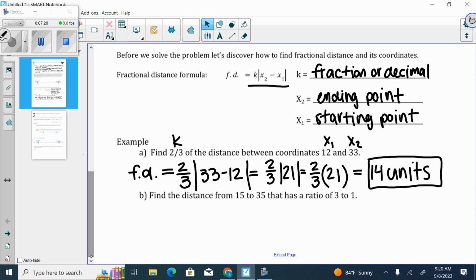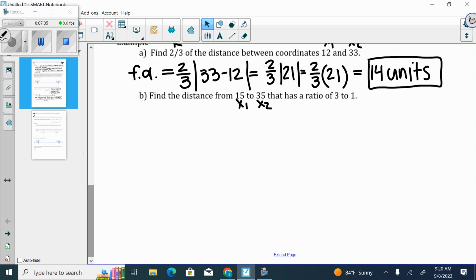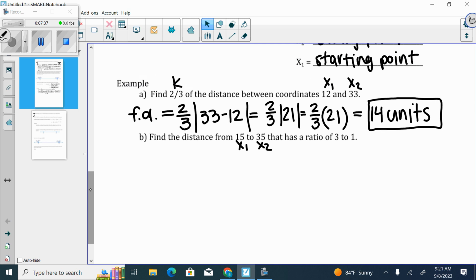On B, it says to find the distance from 15 to 35. So this time they were specific about where I'm starting and where I'm going. So I went from 15, my starting point, to 35, my ending point. And it has a ratio of 3:1.